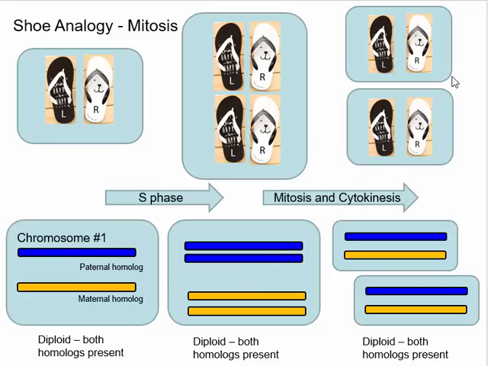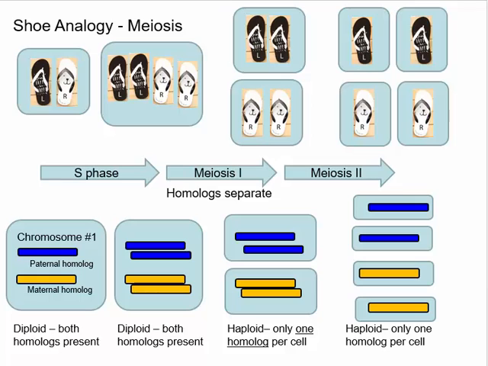In mitosis, those cells divide. Still, each daughter cell has both homologs. So they're diploid. So diploid, diploid, diploid. In meiosis, that first step happens. We copy the DNA. So we've got still a diploid cell. And it's after meiosis 1 where the homologs separate.